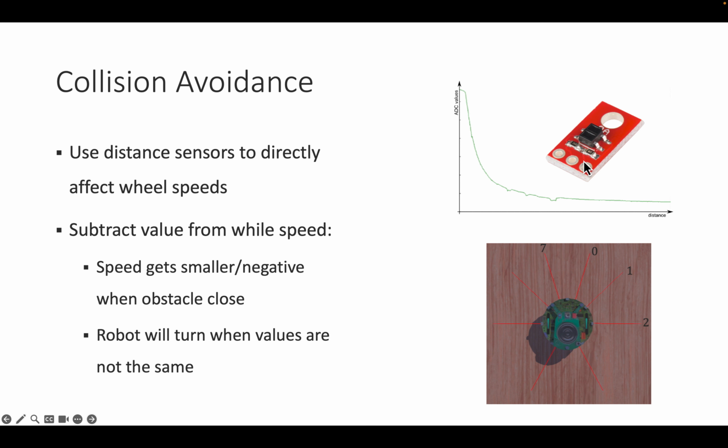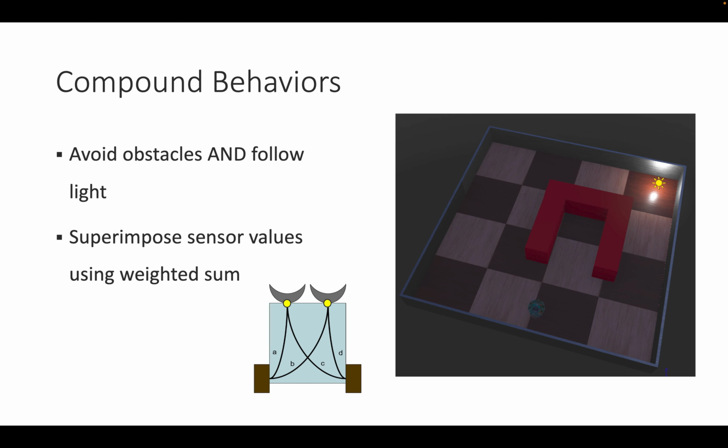Now, if you have something like this, you could actually directly affect the wheel speed as the distance sensor gets higher. That means if you are approaching the obstacle, this distance sensor gets higher. I can directly subtract it from the motor speeds, which makes the robot slow down. And then same thing, the symmetry might be broken very quickly due to noise. So that means one of the motors will turn faster than the other and the robot will turn. So this is something you can very easily check out in Robots. There's a specific video just for that. Let's move on to compound behaviors.